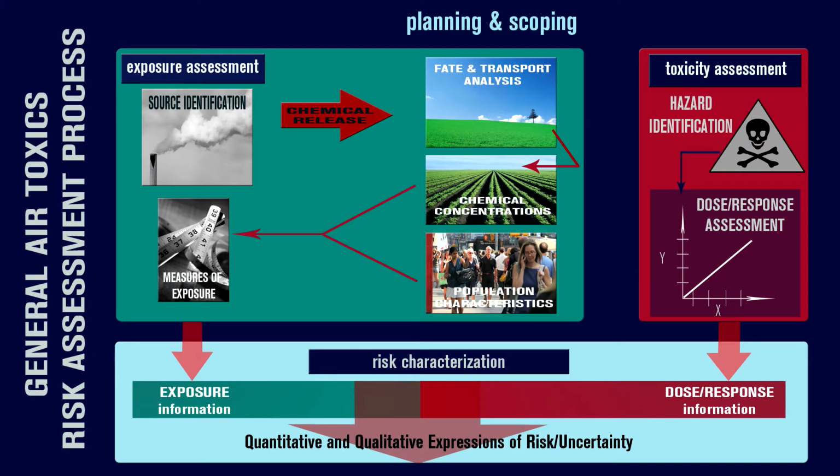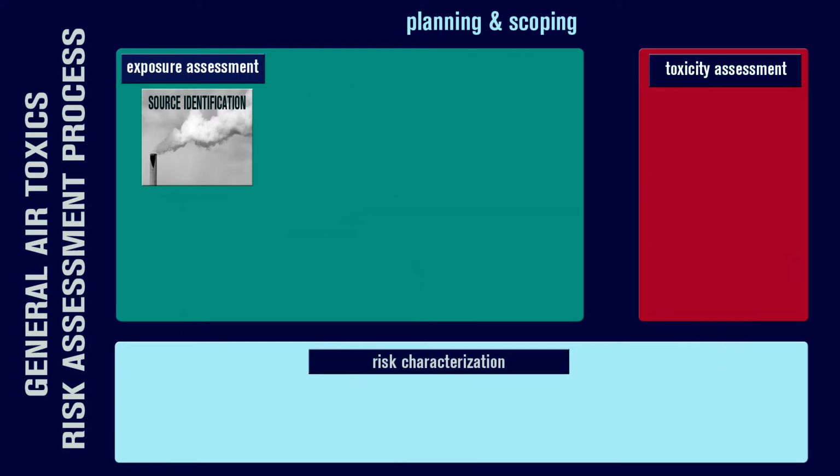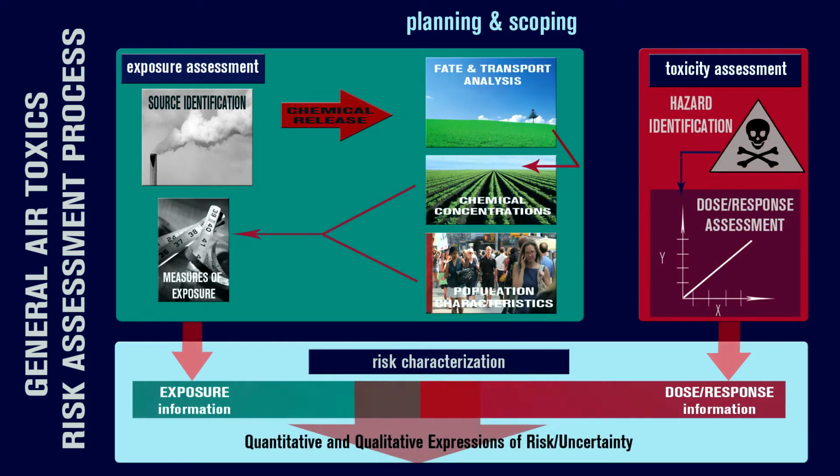Okay, let's look at the slide that was introduced in the first module on the risk assessment process. If you look under exposure assessment, you will see the source identification block represented by a factory with air pollution coming out. You will notice that the source identification block is the first block that feeds into the risk assessment process.